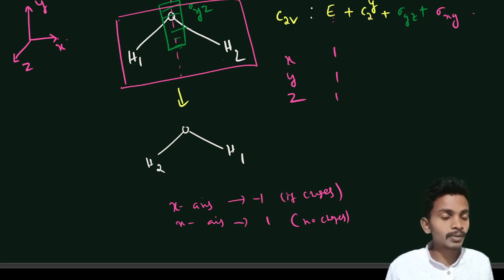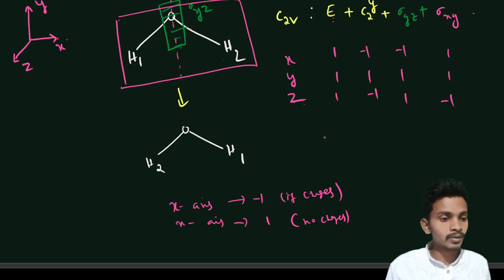Okay, after that let's say C2y. So this will be unchanged. After that these two will change. So this is -1, this is 1, this is -1, and sigma yz only this will not change, this will change. So -1, this is 1, this is 1, and for xy this will not change. So this is 1, this is 1, and this is -1.